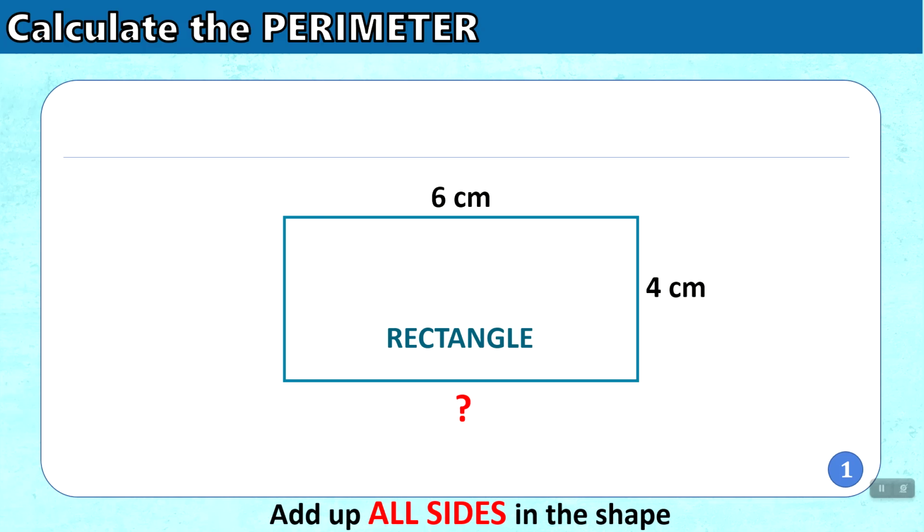Well, we know the properties of a rectangle say that there are two pairs of equal sides. And so if the top side is 6 centimeters, the bottom side has to be 6 centimeters. And also, what is the length of this side? Well, if the right-hand side is 4 centimeters, the left-hand side is also 4 centimeters. And now we know the lengths of all of the sides in order for us to add up all of the sides to find the perimeter.